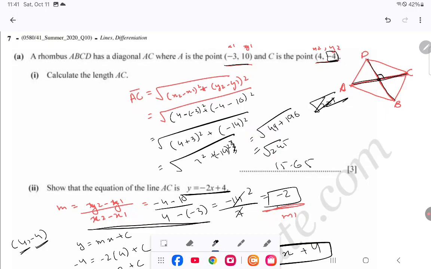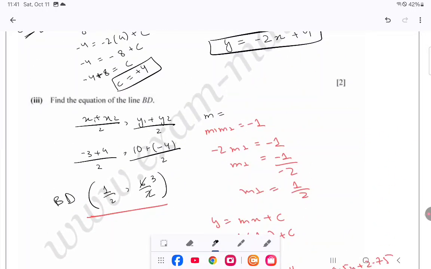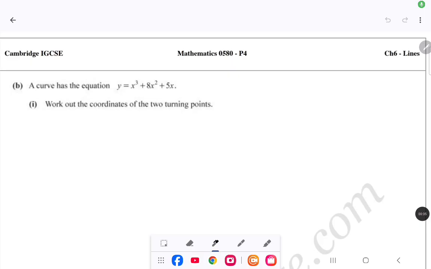Now move on to our part B of question 7. In the B part, a curve has the equation y is equal to x cube plus 8x square plus 5x. Work out the coordinates of the two turning points. Here it is talking about two turning points, so the points are changing, points are turning. For that we can apply the derivative on the given equation. Since the equation is cubic, we have to simplify it.